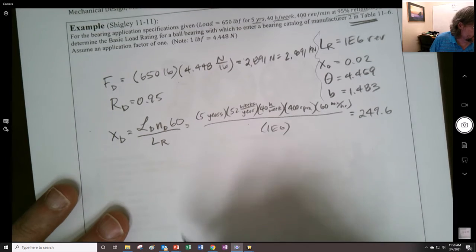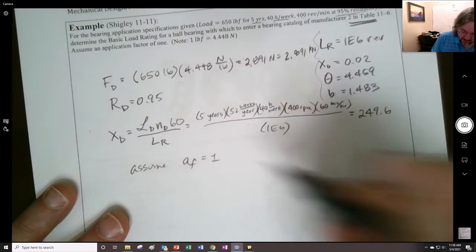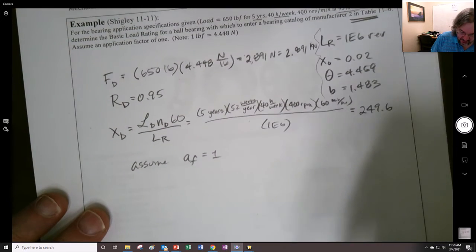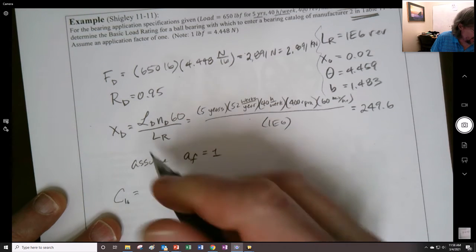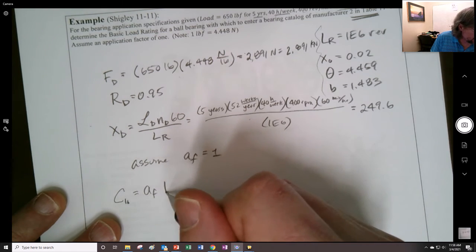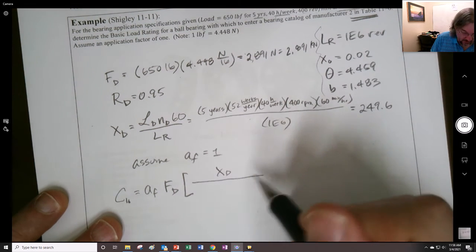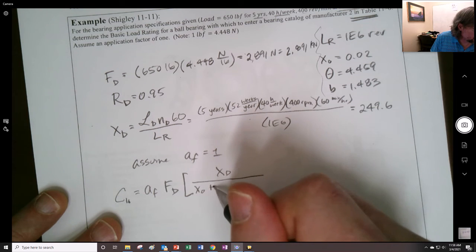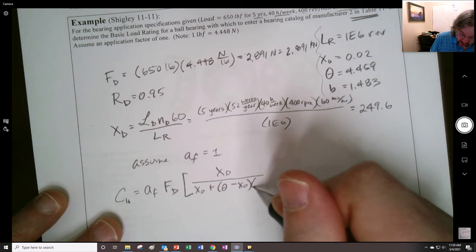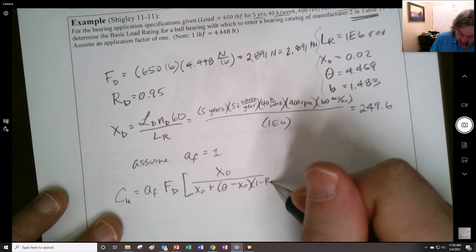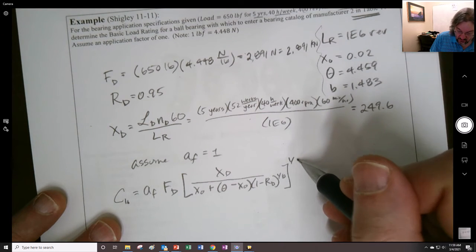So here is our parameter here. We assume AF is equal to 1. That's a decent enough assumption. And then we say that, okay, so C10 that we would have for this thing, we take the application factor times the FD, all going to be XD over our XO plus our theta minus XO times 1 minus RD, that raised to the 1 over b, and all of that to the 1 over a right here, right?